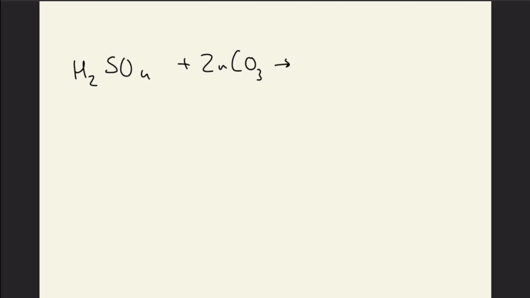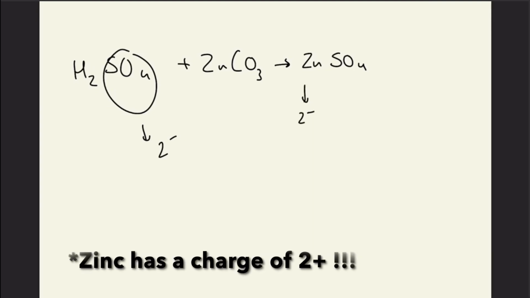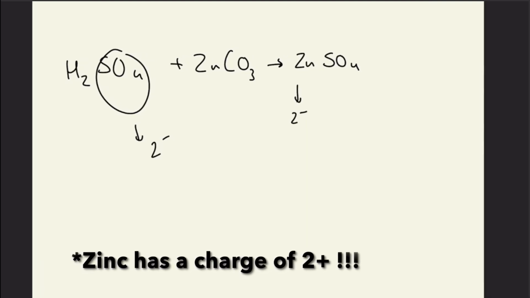So what could this possibly be? Well, let's find our salt. What would our salt be? Well, it would be zinc sulfate. And what is the charge of sulfate? Well, sulfate, this right here, has a charge of 2-. And zinc also has a charge of 2+. So they go together just like the way they are.